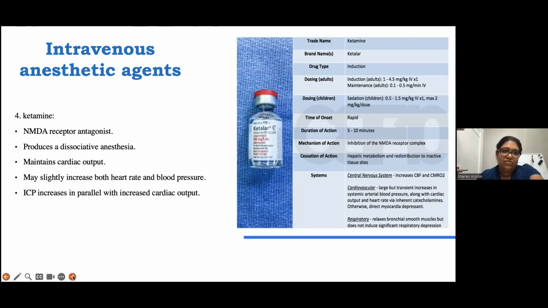Ketamine, another intravenous agent, is an NMDA receptor antagonist, and it produces a dissociative anesthesia. It maintains cardiac output, and it may slightly increase both heart rate and blood pressure. ICP increases in parallel with increased cardiac output.